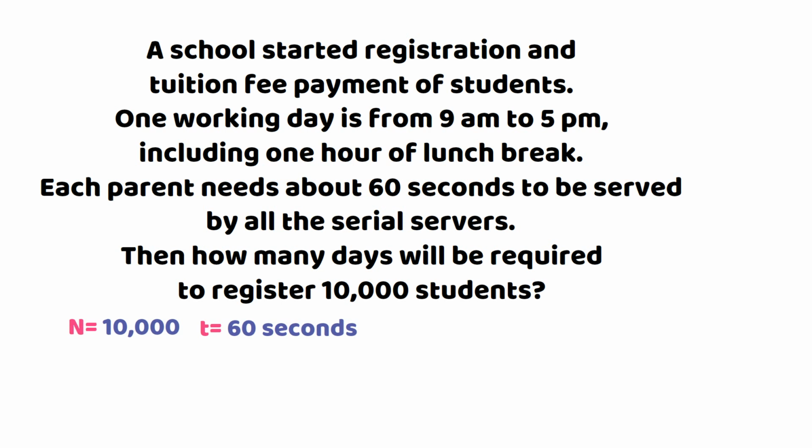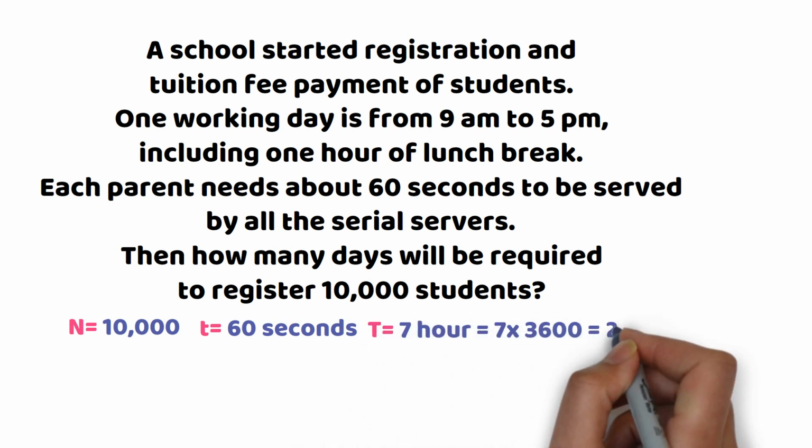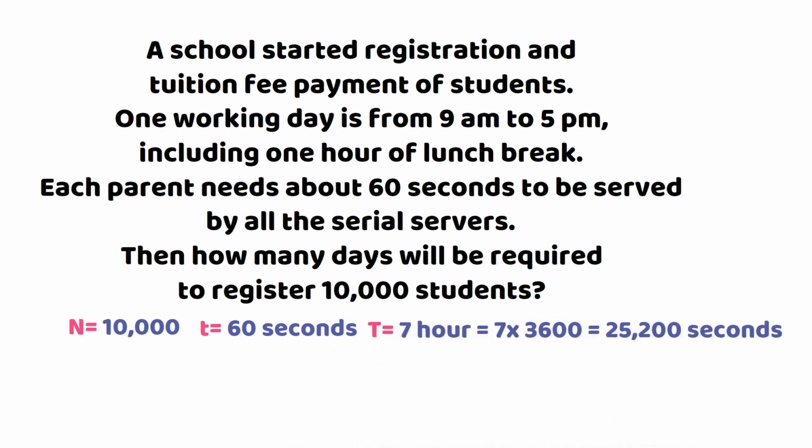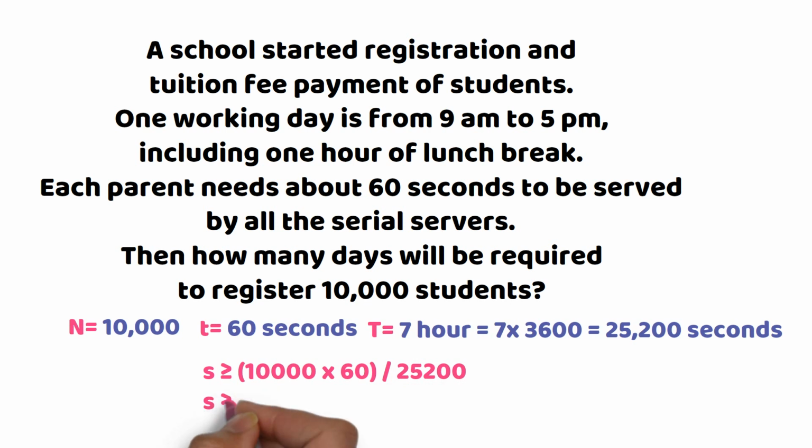Servers are open for 7 hours per day, excluding 1 hour lunch break, which means 7 times 3,600 is equal to 25,200 seconds per day. So, T is 25,200. Let us put everything into the formula. It comes out to be 24. So, it will take 24 days to register all 10,000 students if only one set of serial servers is used.